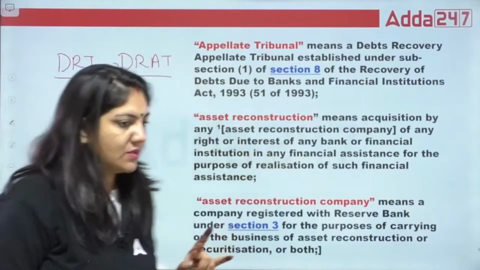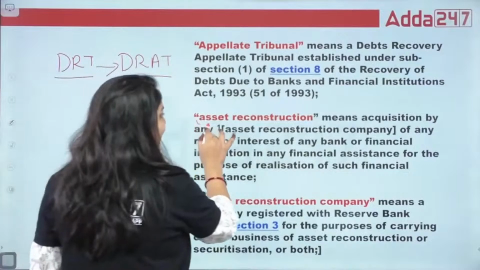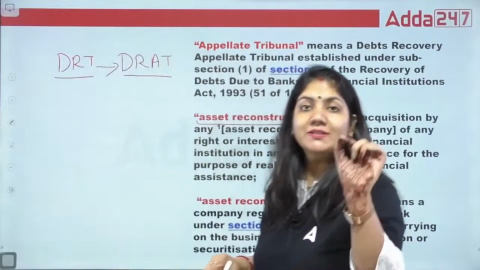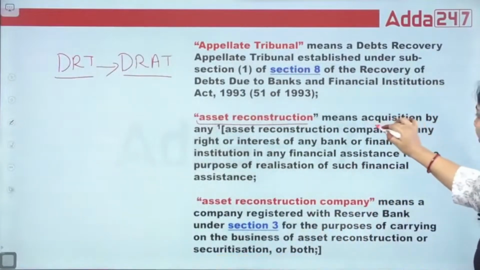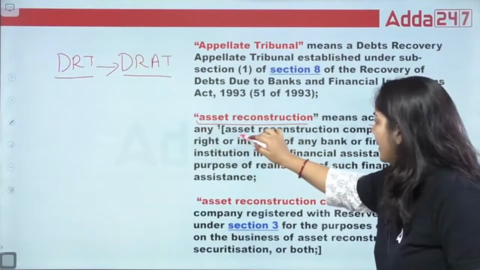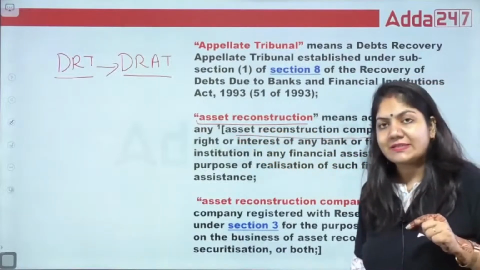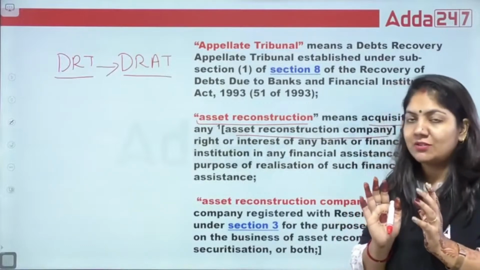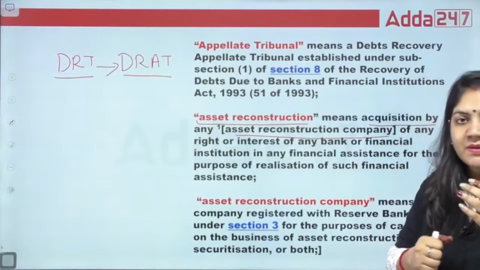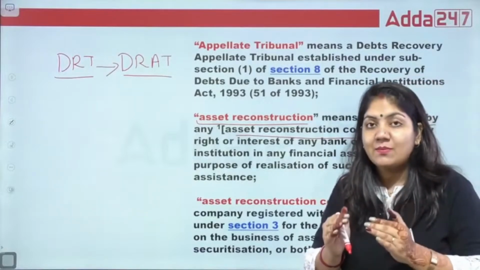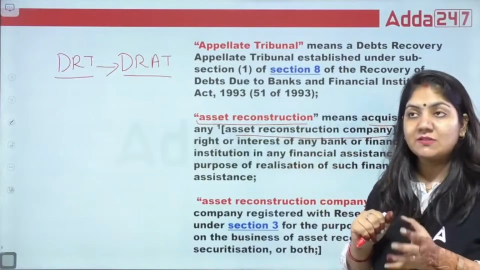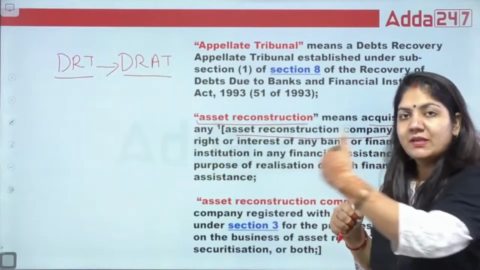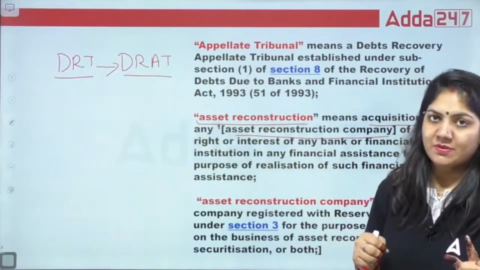That's it. Okay, now, what is asset reconstruction? Asset reconstruction. So according to the Surfaesi Act, acquisition by any ARC company. What is ARC company? ARC company's basic work is, first of all, this company is registered under the Reserve Bank of India. And the basic aim of this ARC company is to take security receipts from the bank and financial institution and give money. That is the work of ARC company.